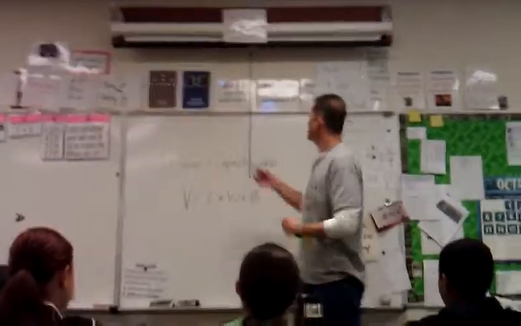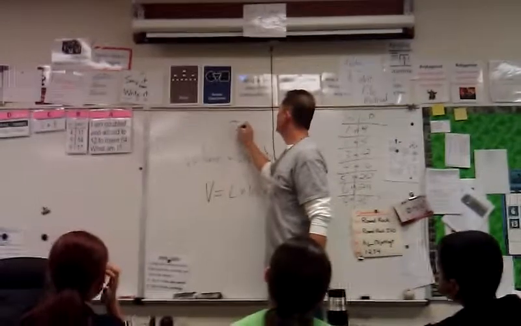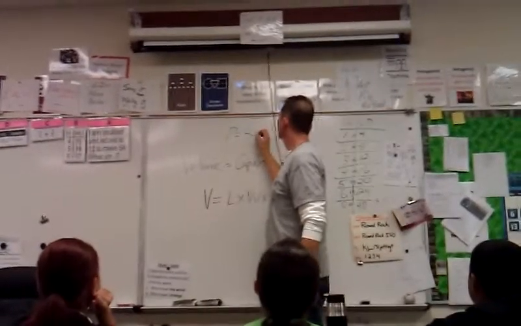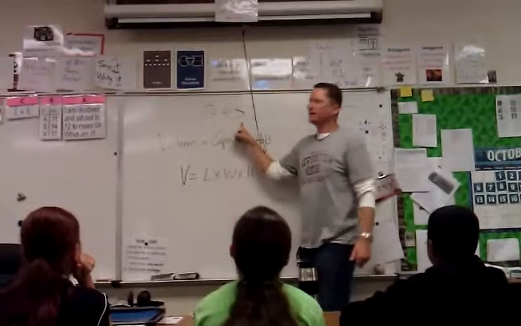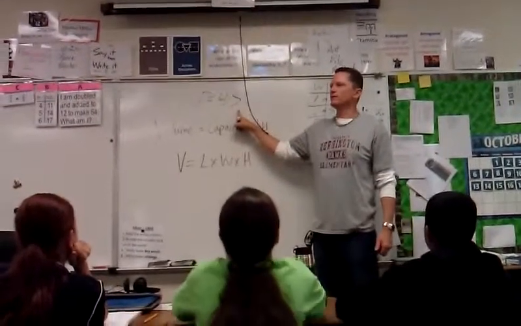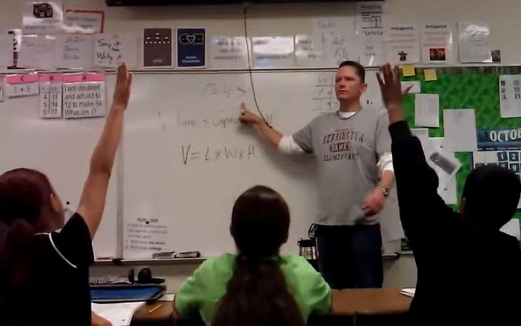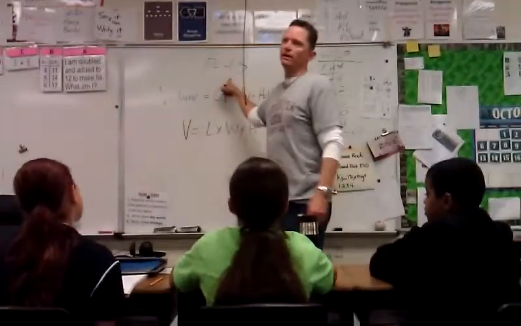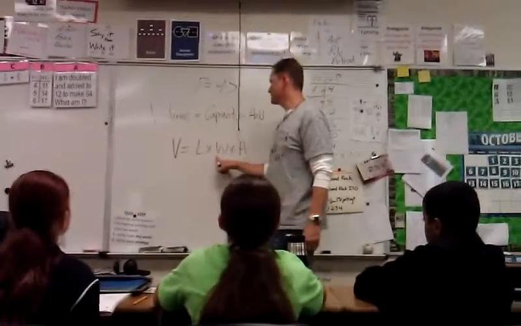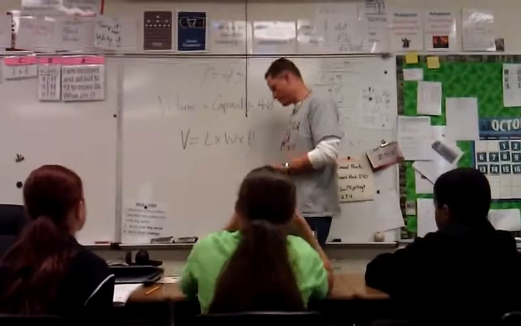Just like we said last week, P equals 4 times the side. This formula finds perimeter for only what? Squares. Only a square. This formula finds the volume only for rectangular or square prisms.